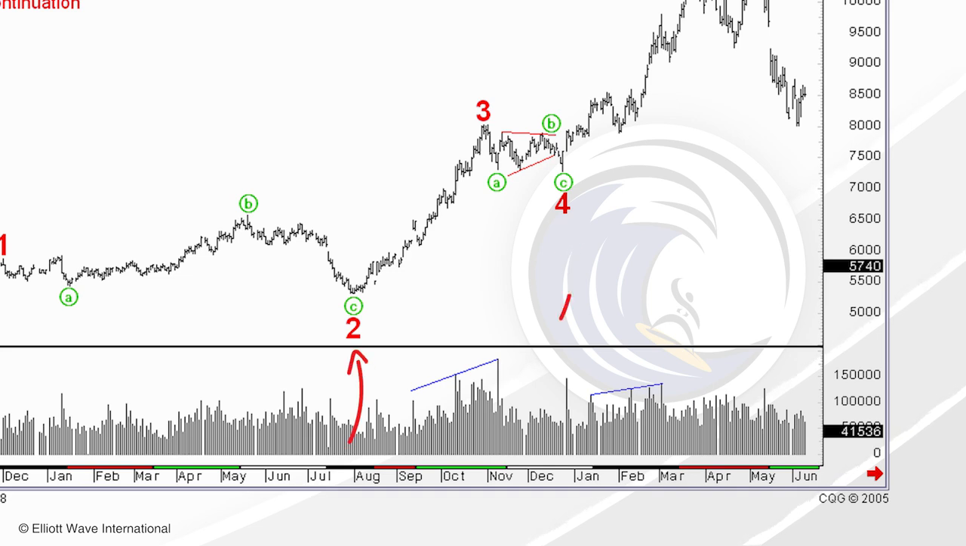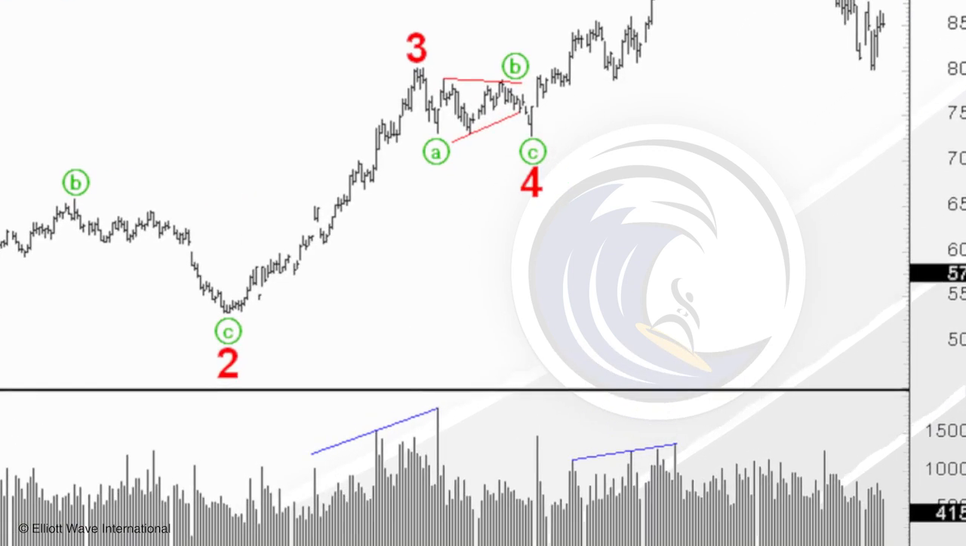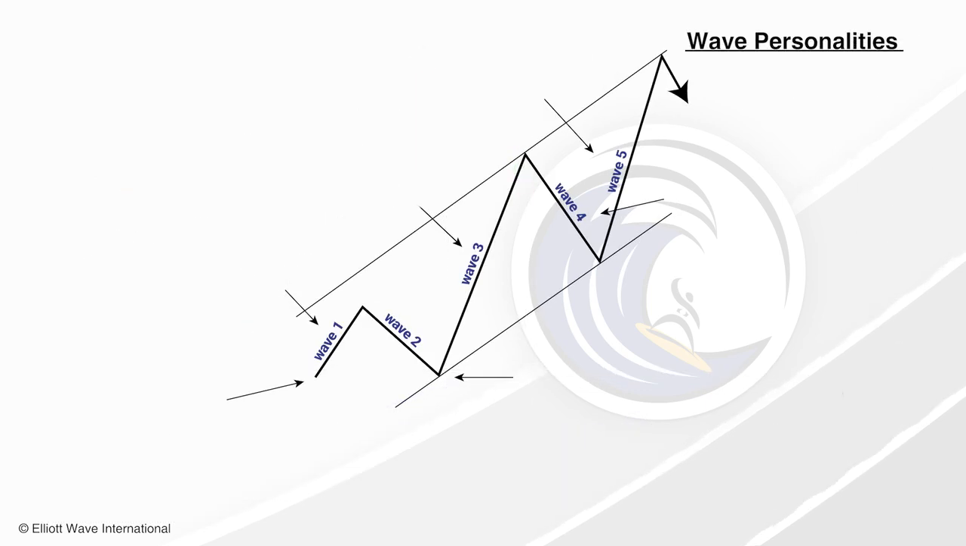However, one must be careful with volume. You can get spikes in corrective structures as shown here at the termination point of wave A in wave 4 and at the termination point of wave C. Let's talk about wave personality. These waves are not just prices plotted over time. Each wave has its own personality.